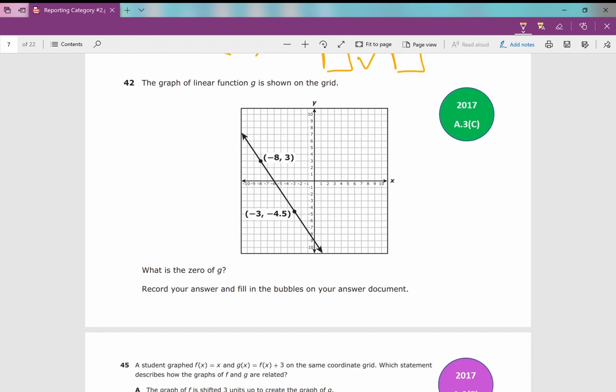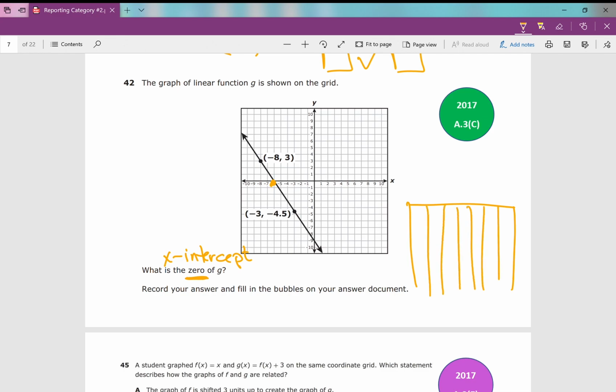The graph of linear function g is shown on the grid. What is the 0? Okay, well, what does 0 mean? Academic vocabulary, you have to know what this means. It means x-intercept. If it asks for 0 or root or solution, that's x-intercept. So what is the x-intercept? Easy peasy, -6. Okay, how do I bubble that in on my recording document? -6, positive here, negative here, bubble in -6.